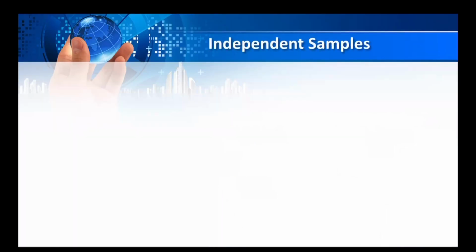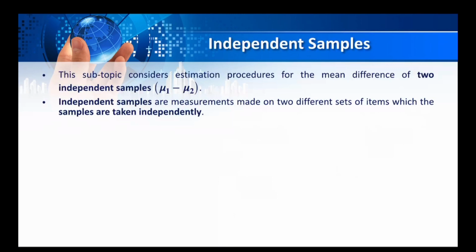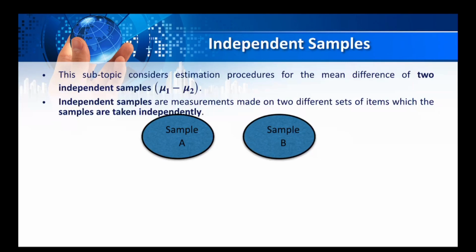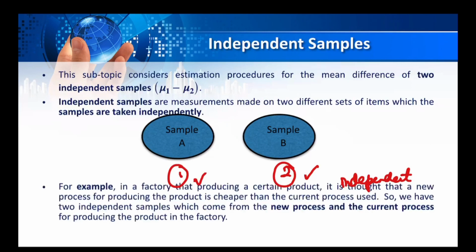So what is an independent sample? Independent samples are measurements made on two different sets of items, where the samples are taken independently. For example, you have sample A and sample B. For example, I want to estimate the difference of marks in statistic management between two sections. So I have marks for section 1 and marks for section 2. This sample and this sample are independent, so we call it an independent sample.